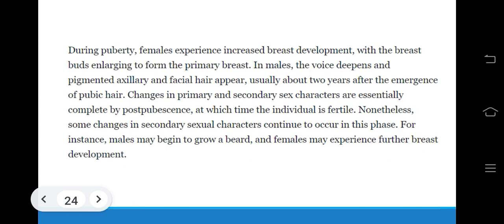During puberty, females experience increased breast development, with the breast buds enlarging to form the primary breast. In males, the voice deepens and pigmented axillary and facial hair appears, usually about 2 years after the emergence of pubic hair. Changes in primary and secondary sex characteristics are essentially complete in post-pubescence, at which time the individual is fertile. Nonetheless, some changes in secondary sexual characters continue to occur in this phase. For instance, a male may begin to grow a beard, and a female may experience further breast development.